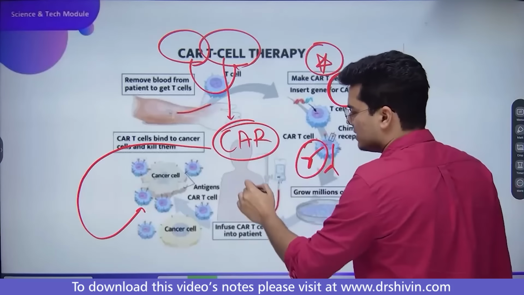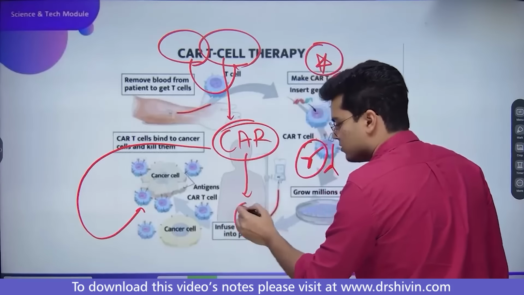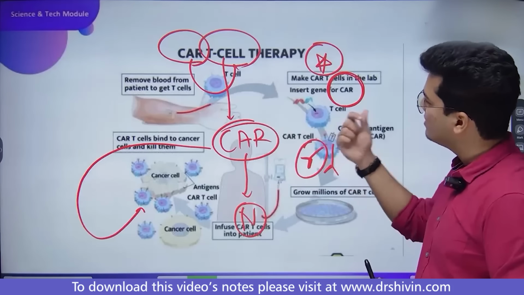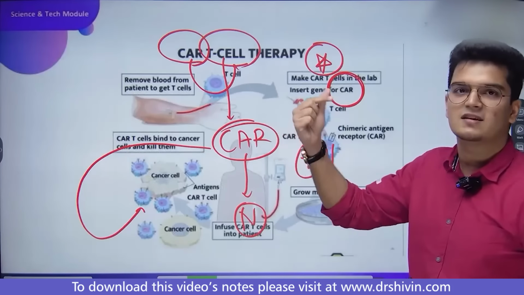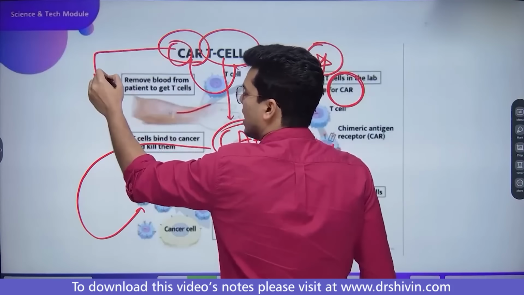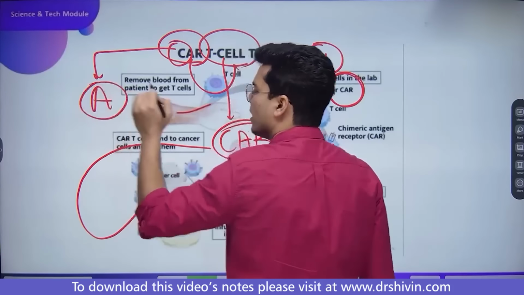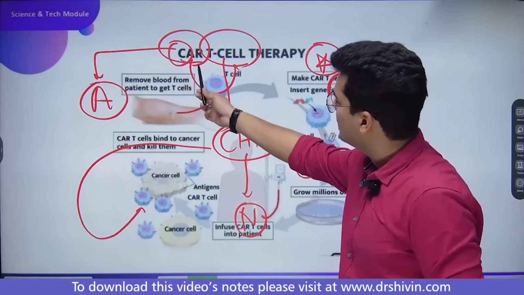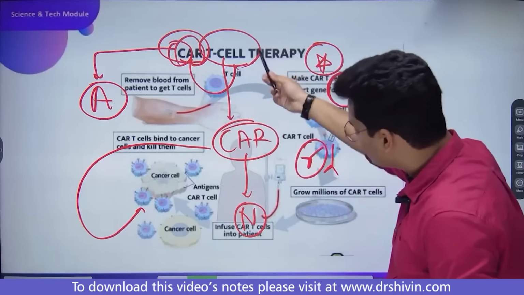When it comes and hits a normal cell, it will not kill that cell, because from outside I have introduced a chimeric antigen receptor. Why chimeric? Because I am introducing artificial DNA. I am joining two parts of DNA not found together. So I will introduce the chimeric antigen receptor inside the T cells.